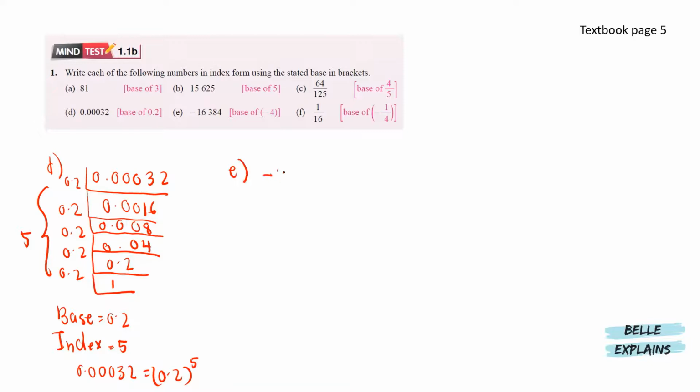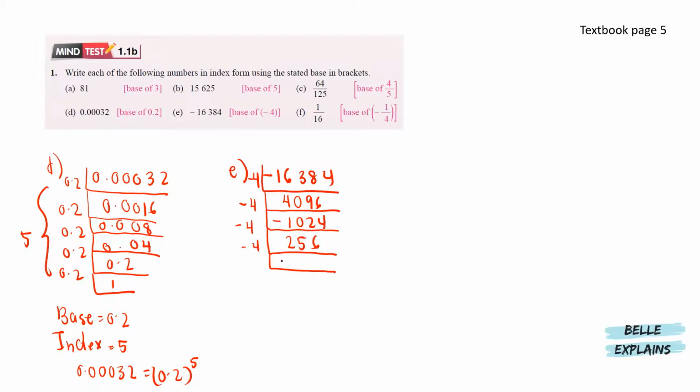For E, we have negative 16384 divided by negative 4. Since it is negative and negative, we'll get a positive number here, 4096. Divide by negative 4 again. Since positive and negative, it will give us negative 1024. And divide by negative 4 again. Since it's negative and negative, we'll get a positive number here. Divide by negative 4, we'll get negative 64, and that will give us 1.